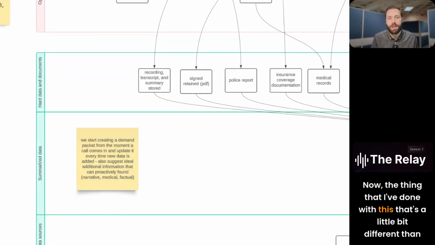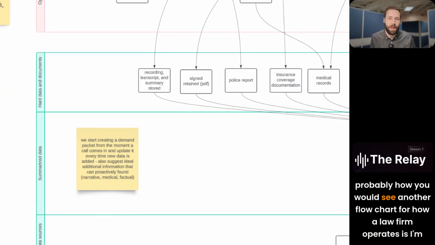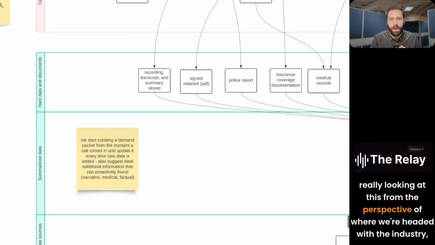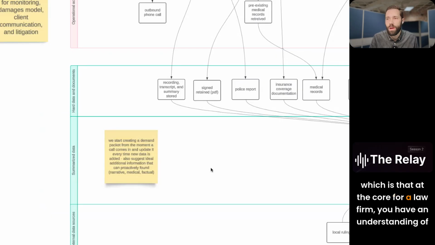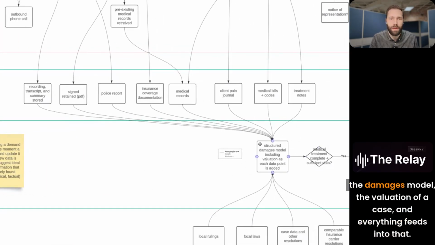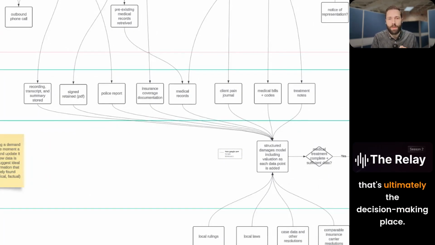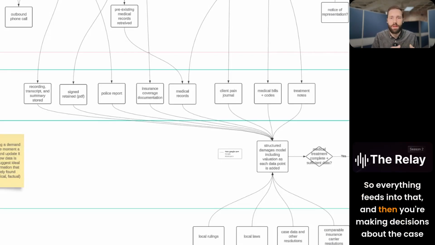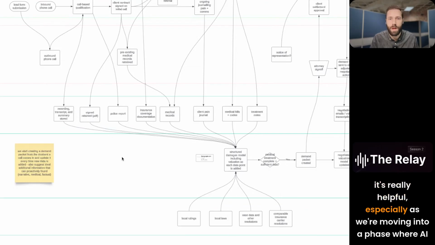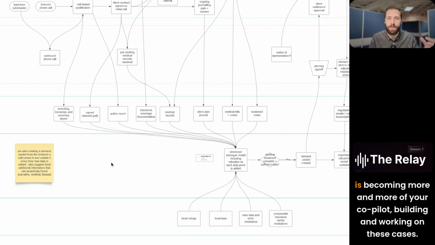Now, the thing that I've done with this that's a little bit different than how you would probably see another flowchart for how a law firm operates is I'm really looking at this from the perspective of where we're headed with the industry, which is that at the core for a law firm, you have an understanding of the damages model, the valuation of a case, and everything feeds into that. That's ultimately the decision-making place. That's the brain, the memory of every individual case. So everything feeds into that, and then you're making decisions about the case from there. It's really helpful, especially as we're moving into a phase where AI is becoming more and more of your co-pilot, building and working on these cases.